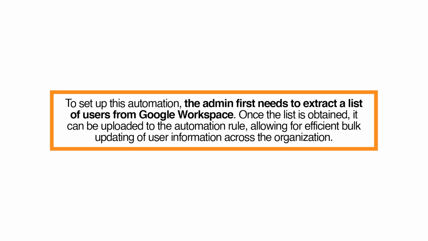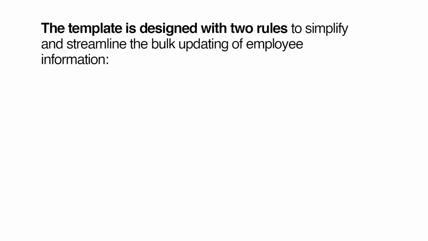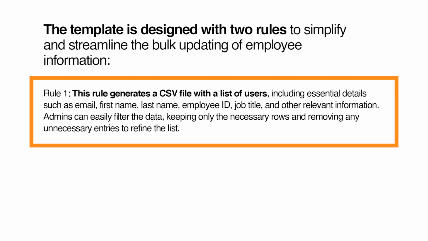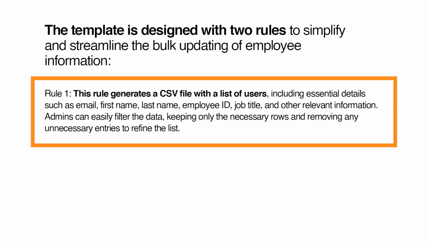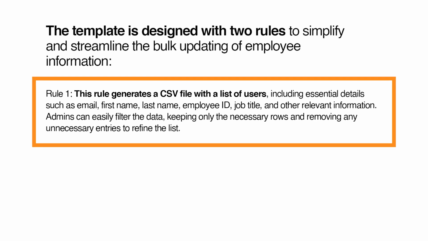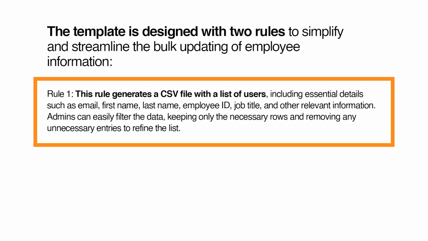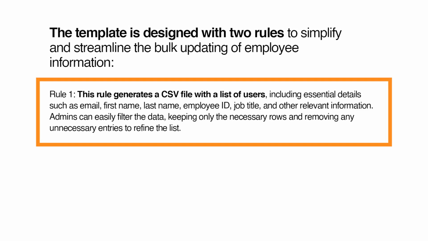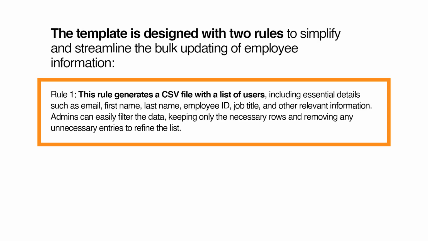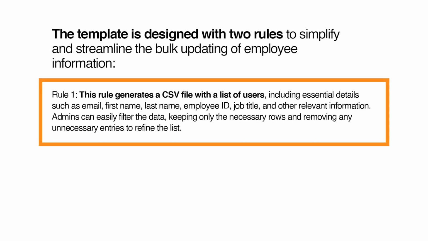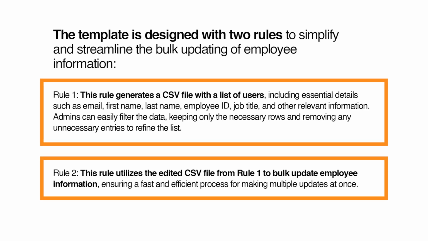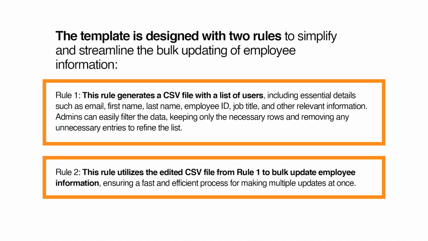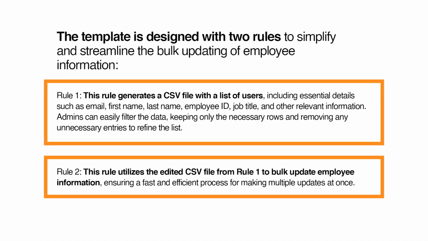information across the organization. The template is designed with two rules to simplify and streamline the bulk updating of employee information. Rule 1. This rule generates a CSV file with a list of users, including essential details such as email, first name, last name, employee ID, job title, and other relevant information. Admins can easily filter the data, keeping only the necessary rows and removing any unnecessary entries to refine the list. Rule 2. This rule utilizes the edited CSV file from Rule 1 to bulk update employee information, ensuring a fast and efficient process for making multiple updates at once.